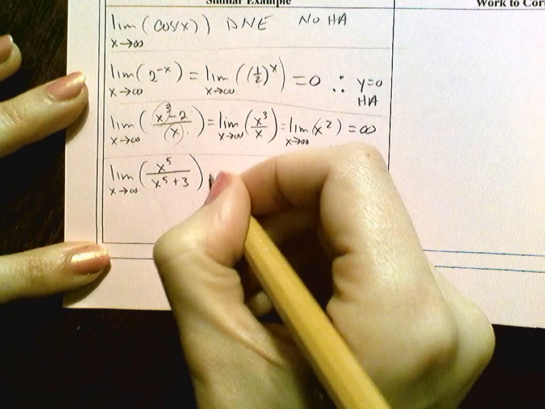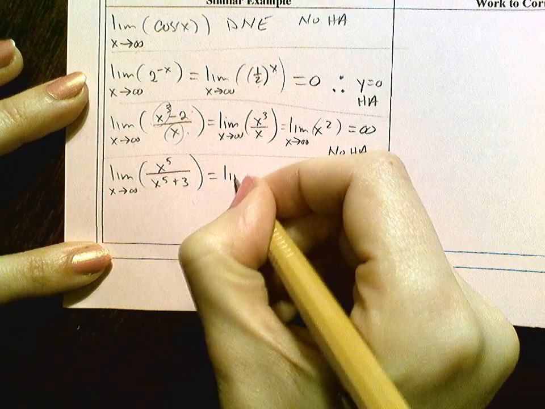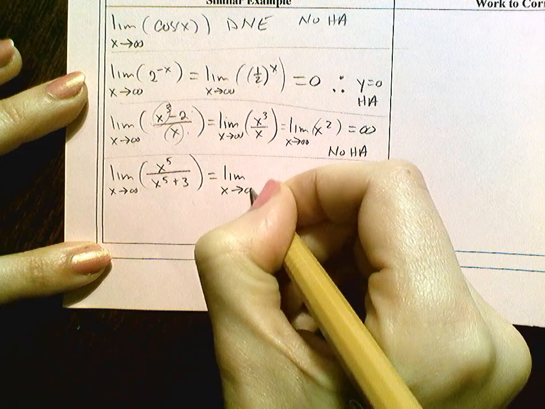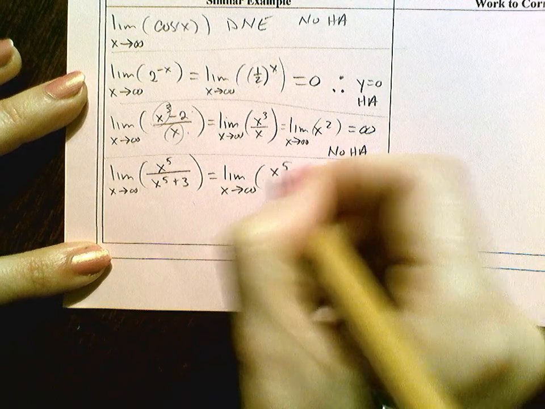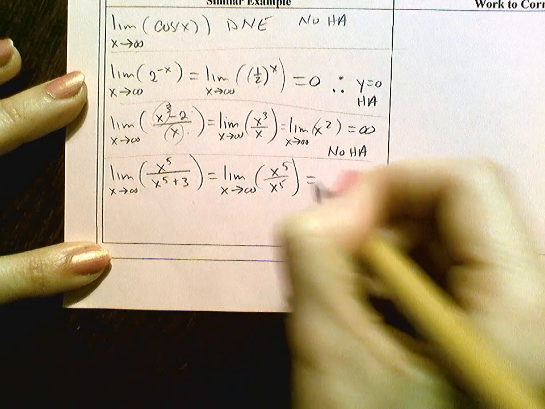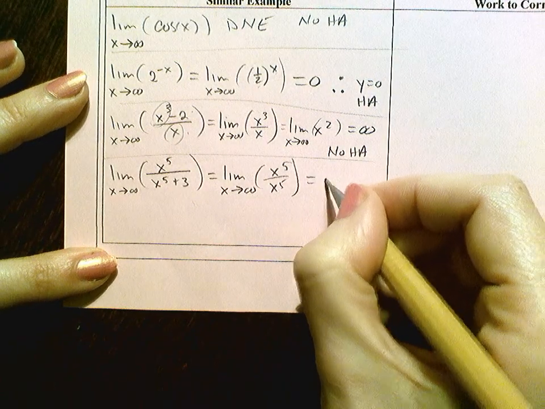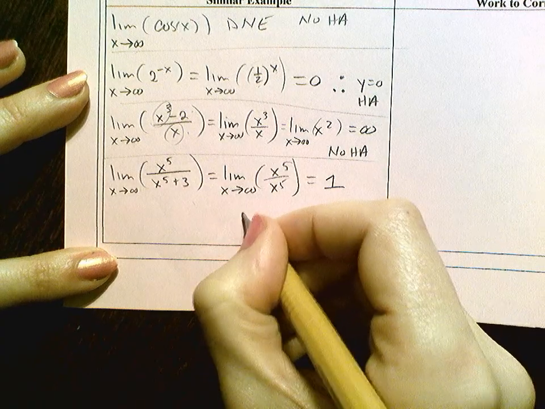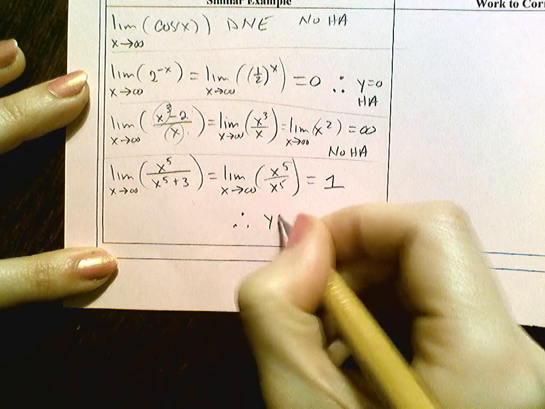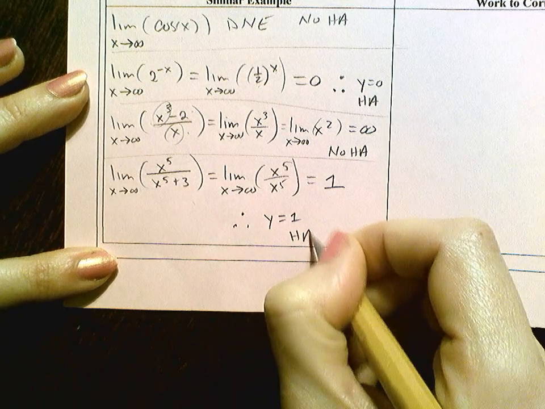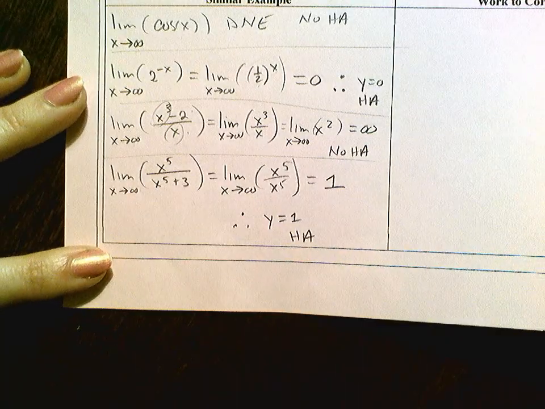Now this one, same, let's use the end behavior model. This would be the limit as x approaches infinity of x to the fifth over x to the fifth, which would just give us 1. So therefore, y equals 1 would be the horizontal asymptote.